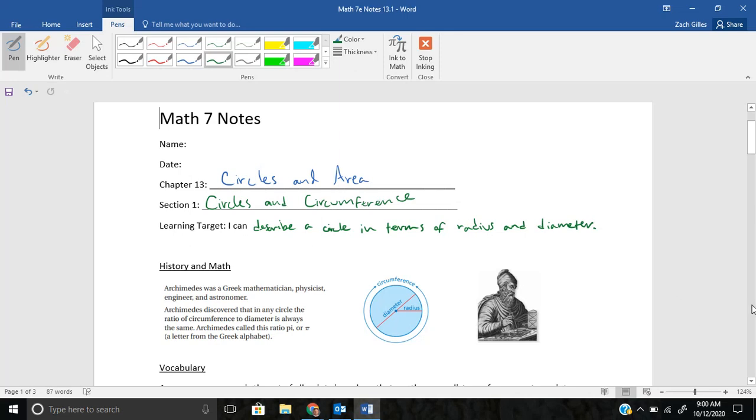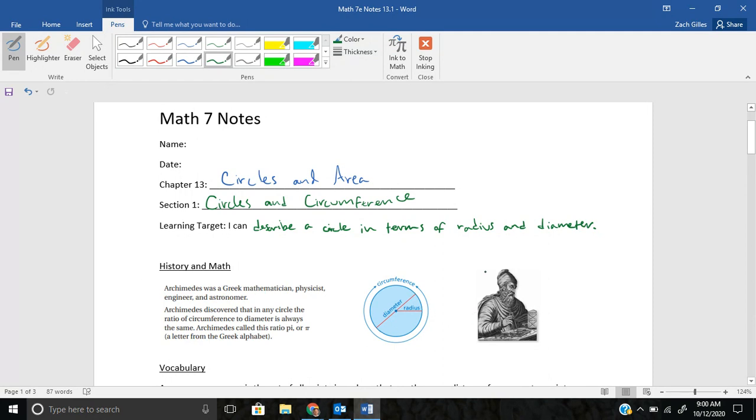Hey everybody, in today's tutorial we will be discussing circles and area, and more specifically circles and circumference. Today's learning target is I can describe a circle in terms of radius and diameter. So let's look at a little bit of the history behind this.